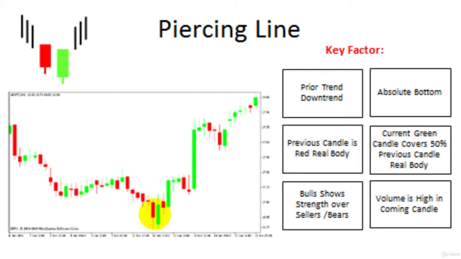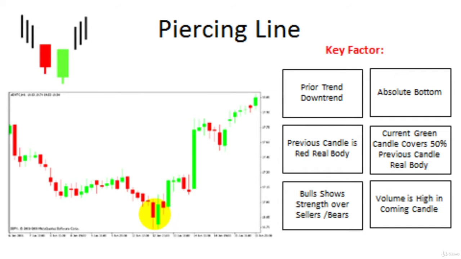Now we consider the next pattern, called the piercing line. As the candlestick pattern shows on your screen, there are two candles at the bottom that look like an engulfing, but there is a slight difference. The first candle is a red real body candle, and the next candle is a green real body candle, but it does not completely overshadow the previous candle. It manages to close near about 50% of the real body of the red candle. It clearly shows a strength of bulls over bears.